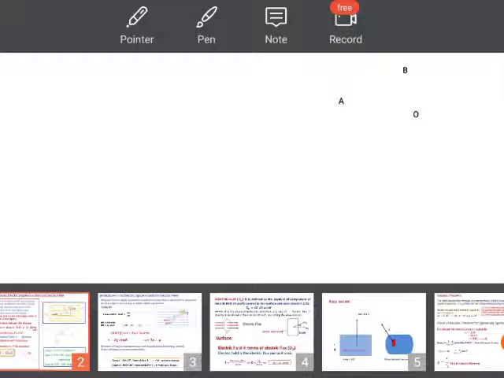What is torque? You might have studied torque in PUC first year. Torque is nothing but the moment of force or rotational force. It is a Latin word, the meaning of which is to twist. Torque is denoted by the symbol tau, and sometimes we use T also. So this is the symbol of torque.